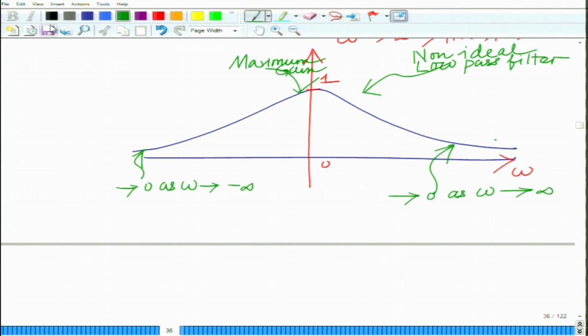And of course, what we would like to do is characterize the bandwidth of this filter, but because it does not have any sharp edges, we cannot clearly characterize what is a cutoff frequency, what is a stop band and what is a pass band, as we did for the ideal filters. Therefore, we would like to develop measures and metrics to characterize the bandwidth of this filter. One such metric is what is known as the 3 dB bandwidth.